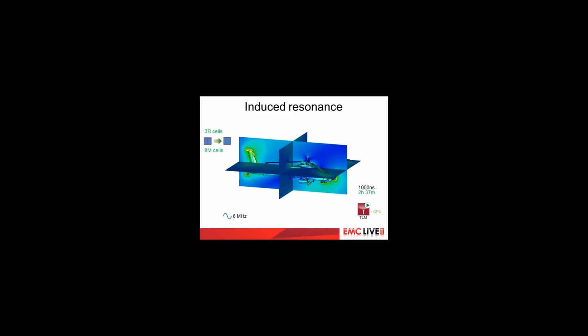The model that we use to simulate this uses some 3 billion mesh cells initially, but the transient TLM solver uses an automatic cell lumping process. Fine cells are retained nearby to the geometry of the model, but these are progressively lumped into coarser cells with distance away from the geometry. The net effect is that the number of cells is lumped down from 3 billion to 8 million, which is a 99.7% reduction in mesh cells. So clearly this makes the computation much more efficient.